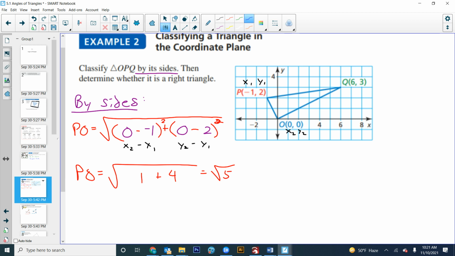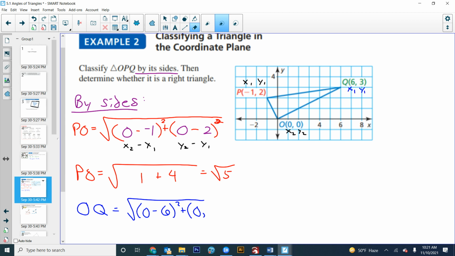Here we go. OQ. OQ is our next point. I guess since we called that one x2, y2, let's call this one x1, y1, just so we don't have to erase. So we're going to do a 0 minus a 6 squared plus a 0 minus a 3 squared. Let's cut straight to the final answer. What'd you get? I got the square root of 45.